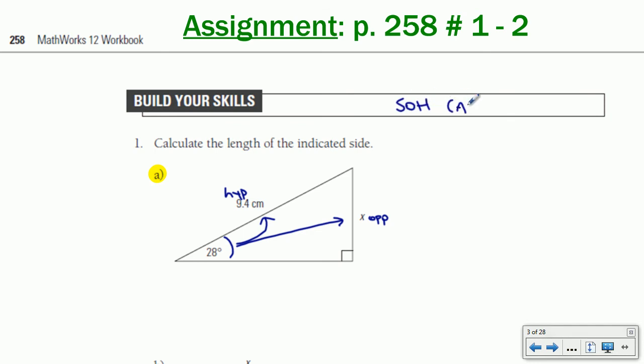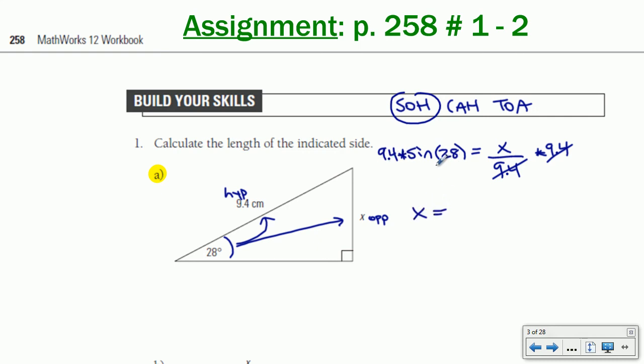We need to figure out which trig ratio to use here. We have the hypotenuse and we need the opposite. The trig ratio that mentions opposite and hypotenuse is sine. So we'll go sine of 28 equals opposite, which is x, divided by hypotenuse, which is 9.4. Now we just need to multiply both sides by 9.4. So 9.4 divided by itself is just 1, and x will just be 9.4 times sine of 28.